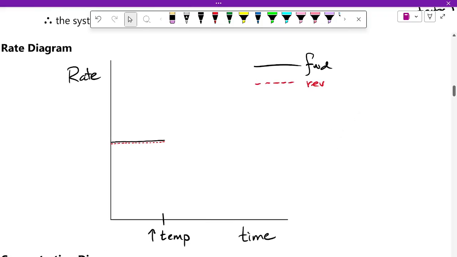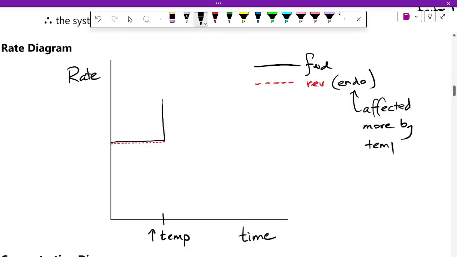Remind me, what happened to the forward rate? It increased. What happened to our reverse rate? It increased. So we're going to have the forward rate go up. The reverse rate should go up more, less, or the same amount? More, because remember the reverse rate is the endo. It's affected more by a temperature change. So the reverse rate goes up more.